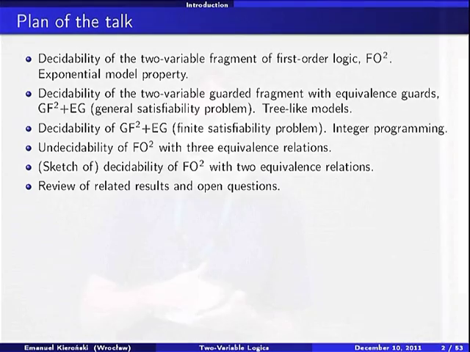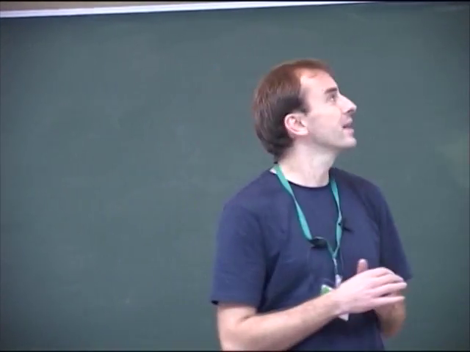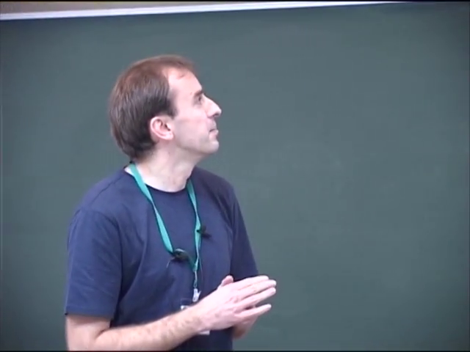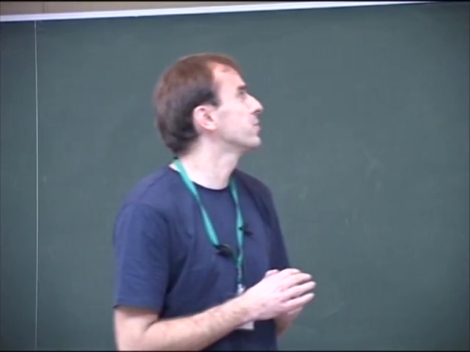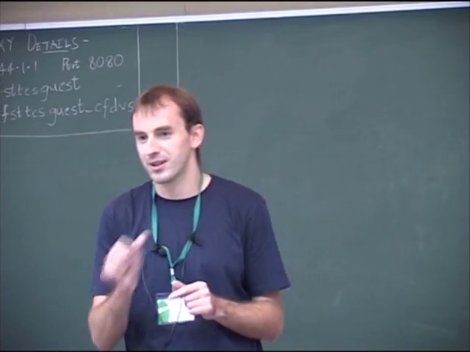Because the results are quite simple, I'm going to give you enough details to completely understand the proofs. If time permits, I will also discuss some related problems. I will show you that if we consider full two-variable logic with equivalence relations, then the satisfiability problem becomes undecidable. And for this, we require three equivalence relations. And possibly, I will also sketch the proof of decidability of two-variable logic with two equivalence relations. So we will be very close to the border between decidable and undecidable cases.